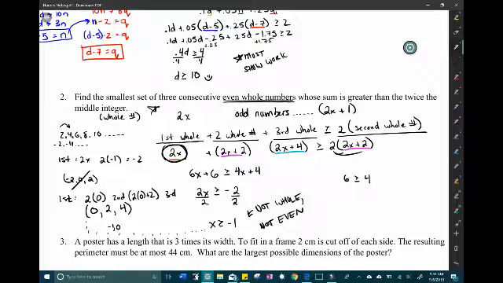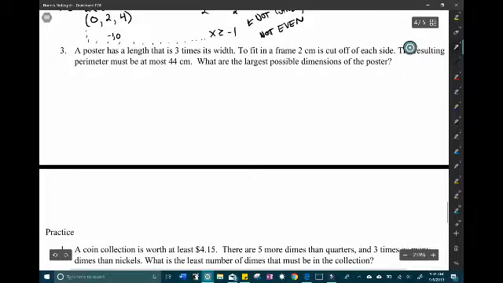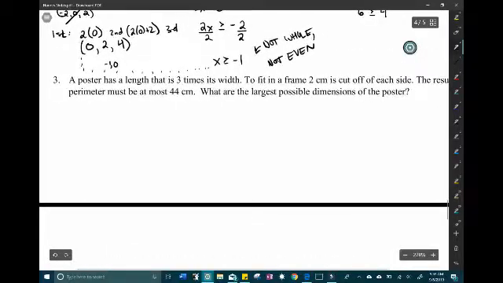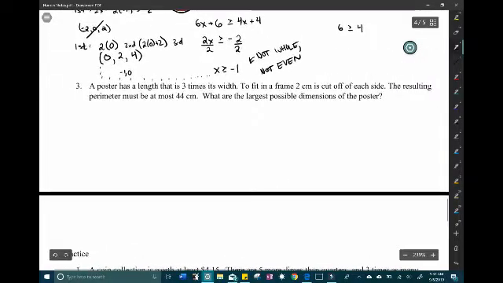Okay? The last particular problem: a poster has a length 3 times its width. To fit in a frame, 2 centimeters is cut off each side. The resulting perimeter must be at most 44 centimeters. What are the largest possible dimensions? So let's just imagine we have a poster, length times width, and start by just writing down everything we have. We know perimeter.